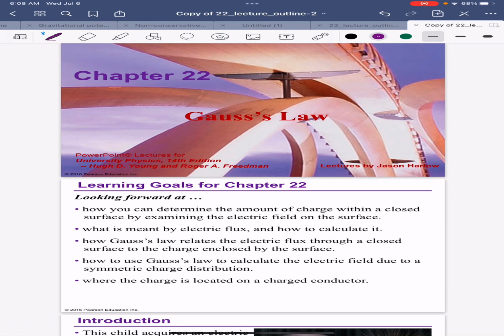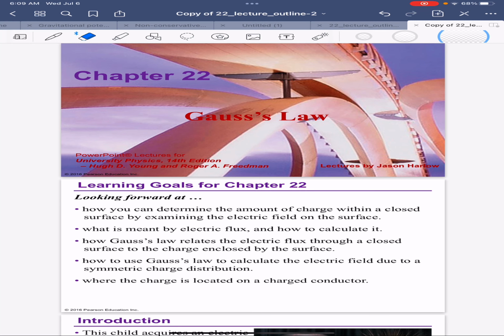We are going to learn a new method of calculating electric fields, and that is Gauss's law. It is connected to what we did in chapter 21. The idea of Gauss's law is connected with the concept of flux, and in the first part we are going to learn how to calculate electric flux. What is the meaning of an electric flux?